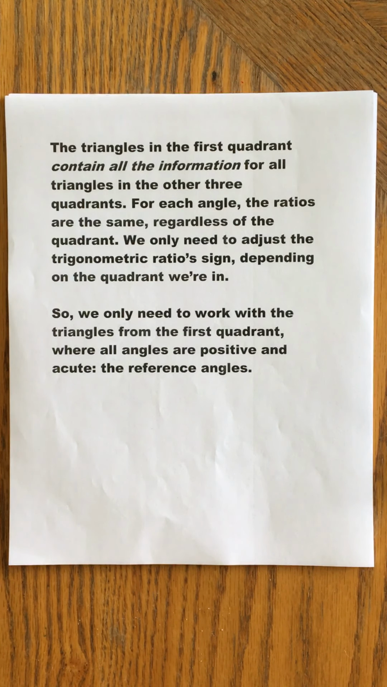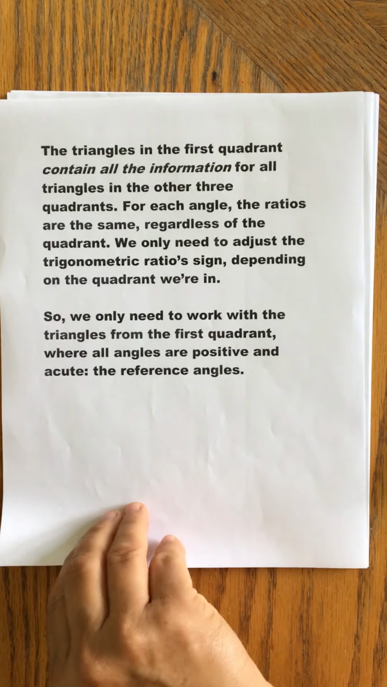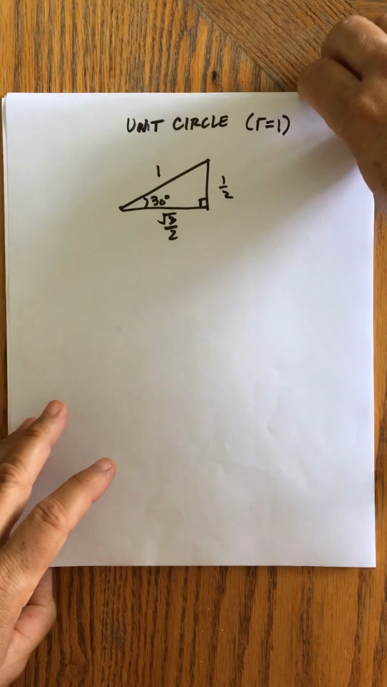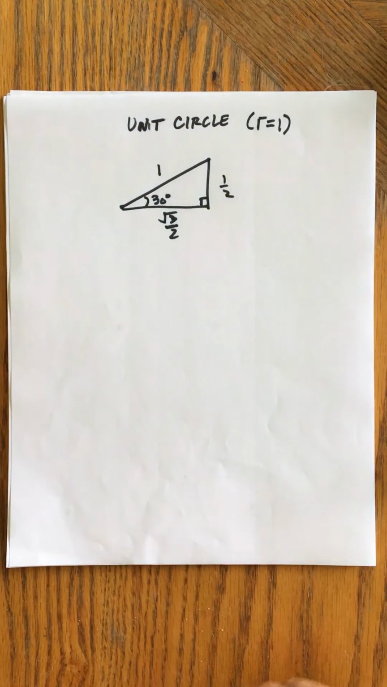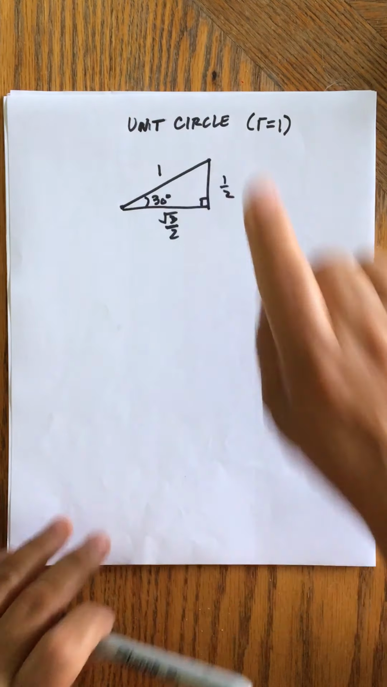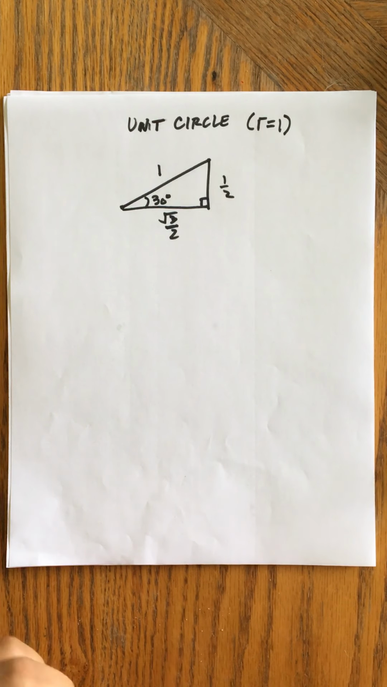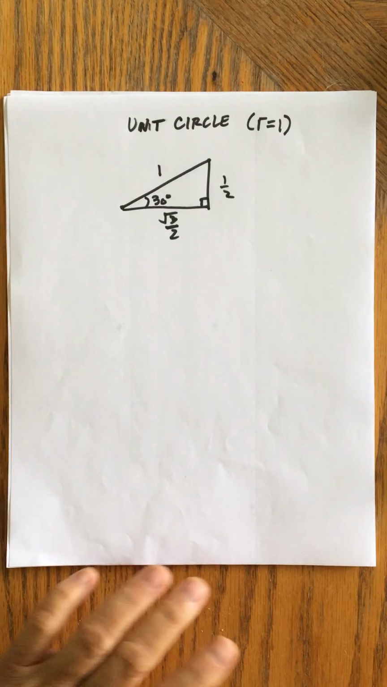The angles are positive and acute, so they're the reference angles. Now let's take a look at that for a specific angle. Let's say we're on the unit circle where the radius is 1, and let's take an angle of 30 degrees.